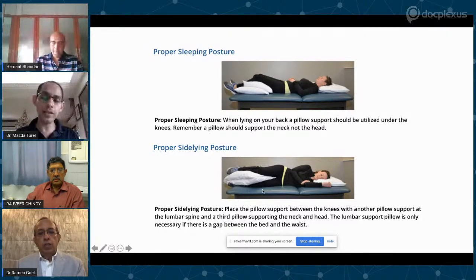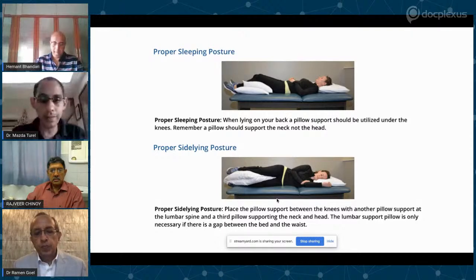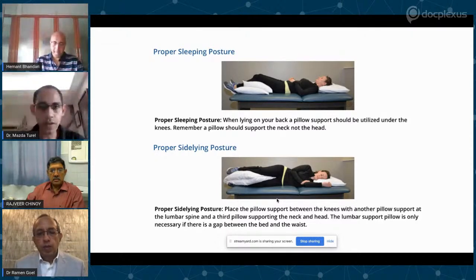The important thing to remember is to be able to maintain the curve that nature has wanted us to be in, to be able to maintain it for as long as possible. So that's the way, you sit properly.